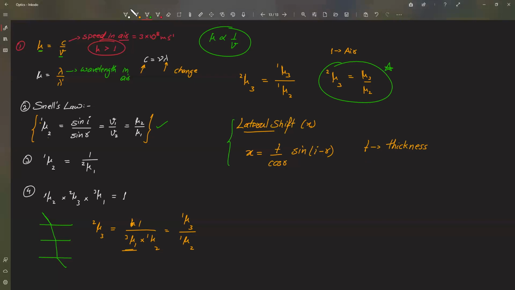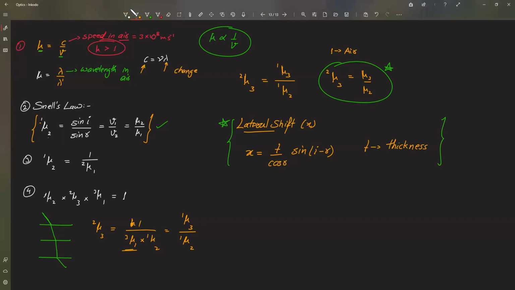If you remember it well and good, you can expect direct questions based on this in both board exams as well as the competitive exams. Okay. So that is in terms of i and r. If you know what is i and r, then this is the relation which you are going to use.